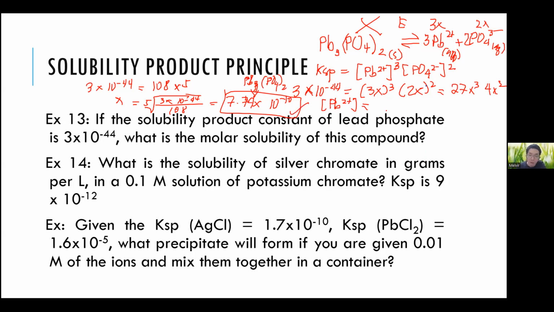Pero if you want to get the concentration of lead-2 plus and phosphate ion at equilibrium, you multiply it with 3 para dun sa lead, which is 2.32 times 10 to the negative 9 molar. And then sa phosphate mo, Josh, ita times 2 mo lang siya. So, 7.74 exponent negative 10 times 2, 1.55 times 10 to the negative 9 molar. So, yan ngayon yung concentrations at equilibrium. Okay, so I think we're good with this one.